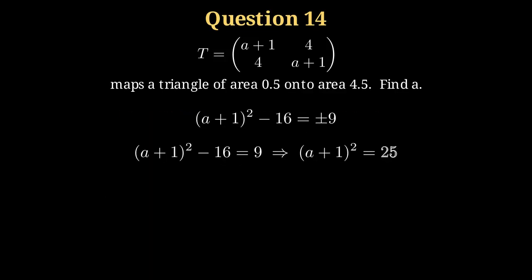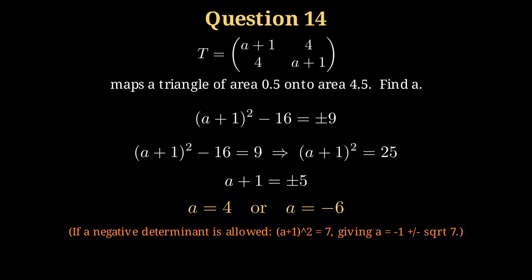Take positive 9. Add 16 to both sides, and (a+1) squared equals 25. Take the square root of both sides, remembering both signs. So a+1 is plus or minus 5. If a+1 is 5, then A is 4. If a+1 is -5, then A is -6.